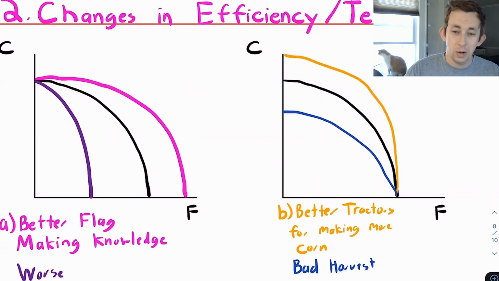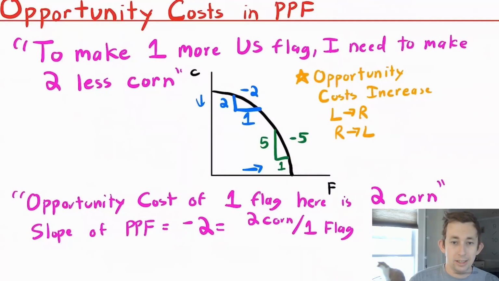But maybe you have a bunch of tractors that break, or maybe it's really bad weather this year, so you can make even less corn than you normally can, but you can make the same amount of US flags, and again, you're just connecting the points. Now, I talked about this earlier, but I'm going to hit this again with respect to opportunity cost and the slope of the PPF, because opportunity cost is something we're going to be talking about a lot in this course.